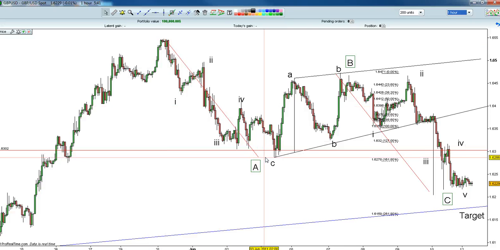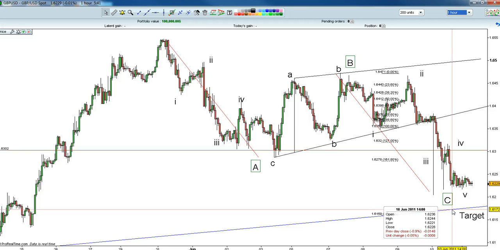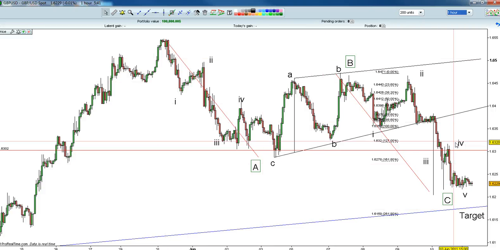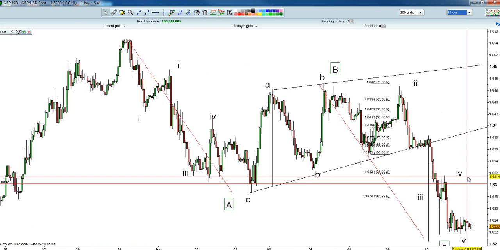You take the length of wave A and take it from the top of wave B, and that also lines up with 162.10, and we're getting very close to that ascending wedge line there. So it is looking like an ABC correction. We'll be looking for a push up in cable to try and get some long positions on.